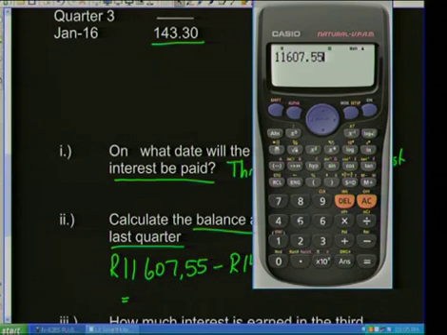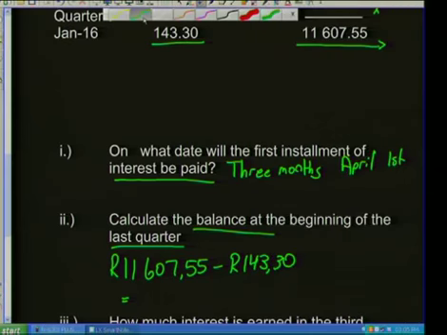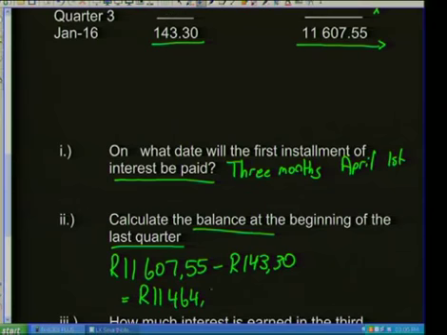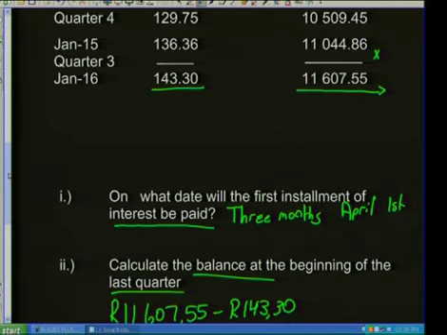11,607.55. Check the calculator, always check that you are typing in what you want to be typing in. And I see that it's 11,464.25. So calculate the balance at the beginning of the last quarter. Well, that is the balance at the beginning of the last quarter.